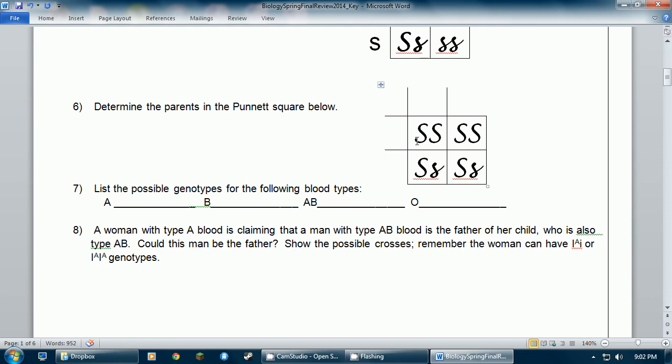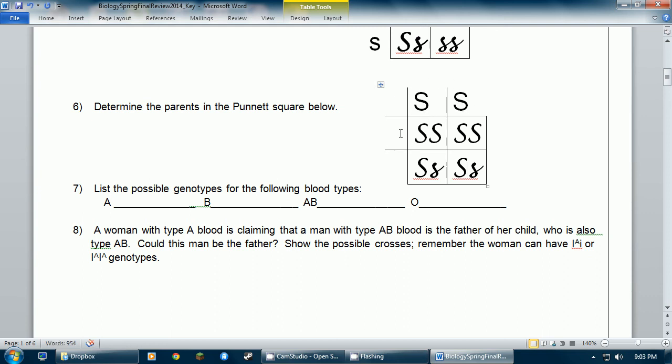Okay, so on here you're undoing one of those. You're just going backwards. What you can do is pick what's common in each column, and then what's common in each row, and you have to end up separating them as you do this. I'm going to work on the top first. I'm going to say that in this column, they both have capital S's. In this column, they also both have capital S's. So this parent must only have capital S's.